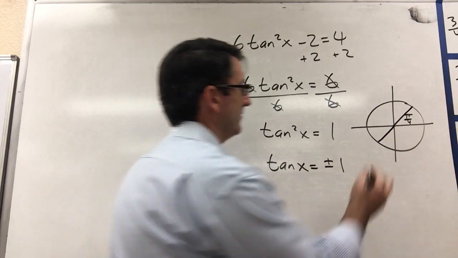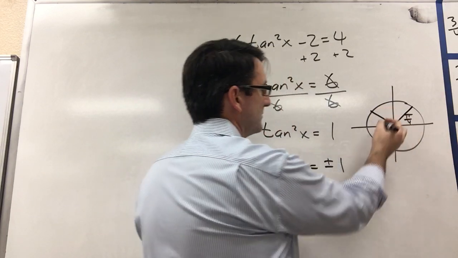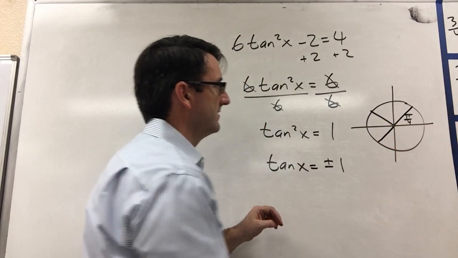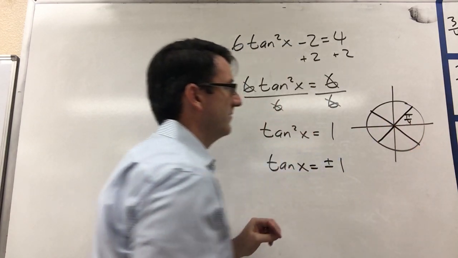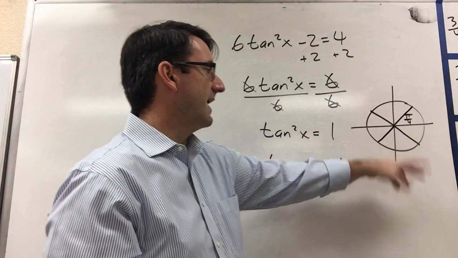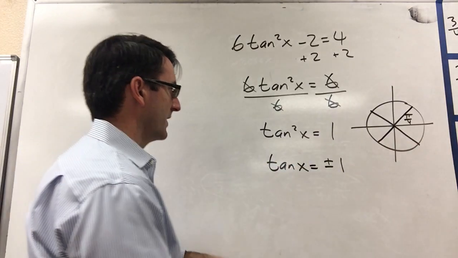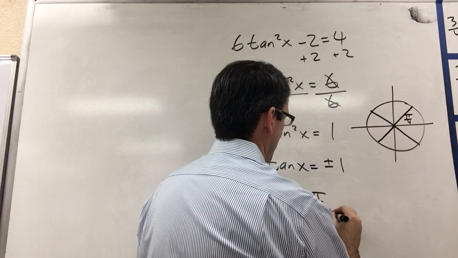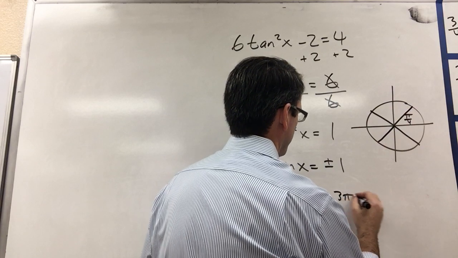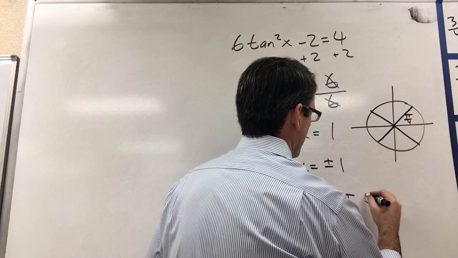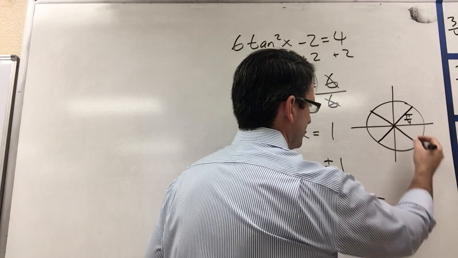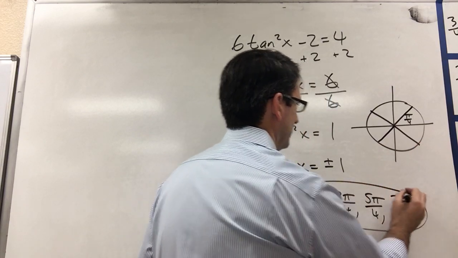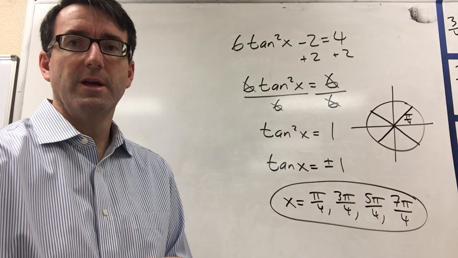But it could also be negative 1, so that means we're looking at this one here where the sine is positive, the cosine is negative, and down here at 7 pi over 4, where the sine is negative, the cosine is positive. And so x is going to be equal to pi over 4, 3 pi over 4, 5 pi over 4, and also 7 pi over 4. So all of those are going to be solutions.